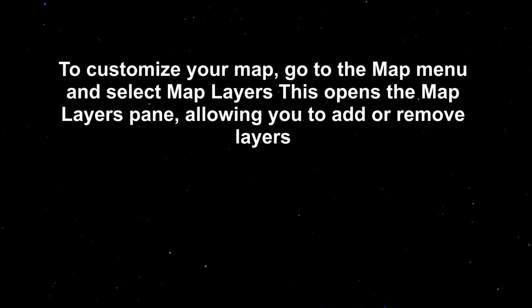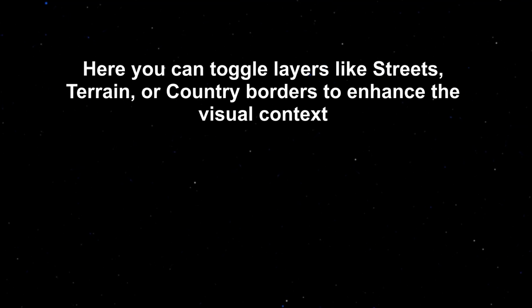This opens the Map Layers pane, allowing you to add or remove layers. Here you can toggle layers like streets, terrain, or country borders to enhance the visual context.